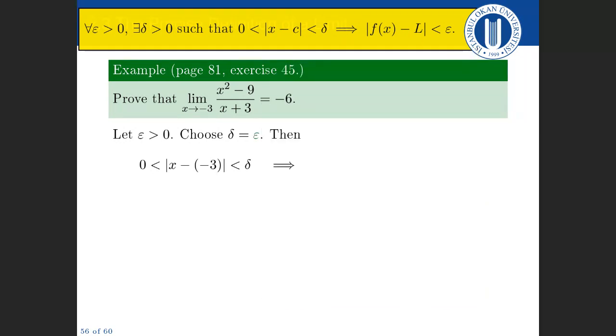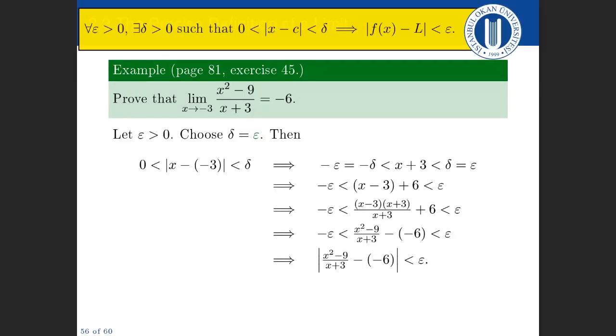Okay, fill that in. Let epsilon be greater than 0, choose delta equal to epsilon. Then, and now let's take everything on the scrap paper and write it in the opposite order so that it now becomes a forwards answer. And that's the end of the proof, that's the end of the answer. This proves that this limit is equal to minus 6.